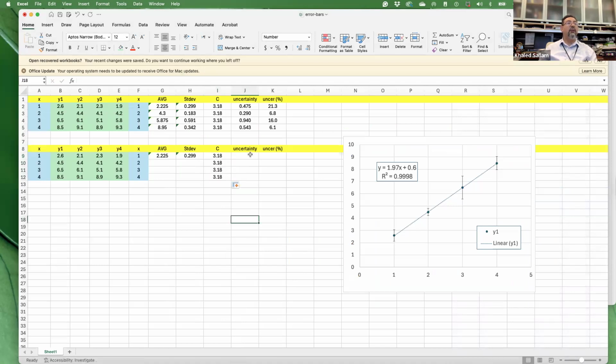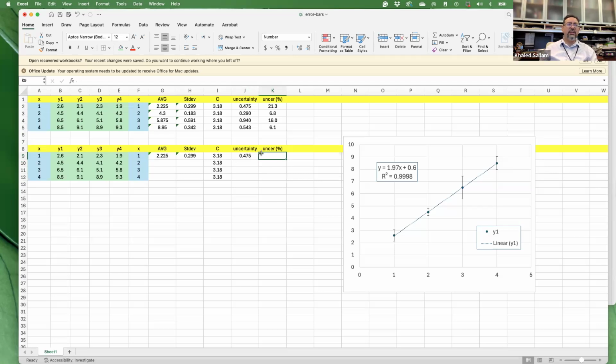Then the formula for the uncertainty, what is it? It's the C multiplied by the S, the standard deviation, divided by the square root of the number of data points, which is 4. So it's the standard deviation divided by the square root of 4. This is our uncertainty, right? This uncertainty is basically saying that the average here, when X was 1, the average was 2.25 plus or minus 0.475.